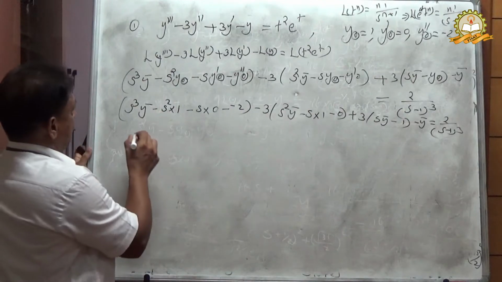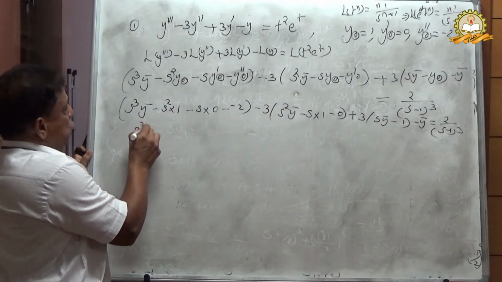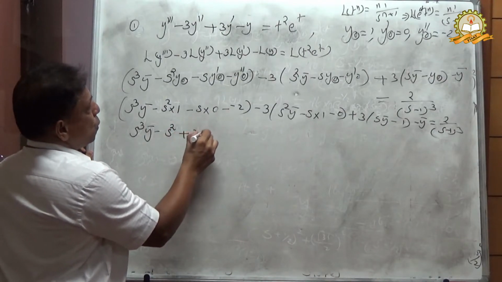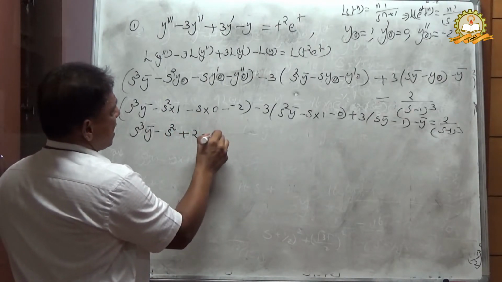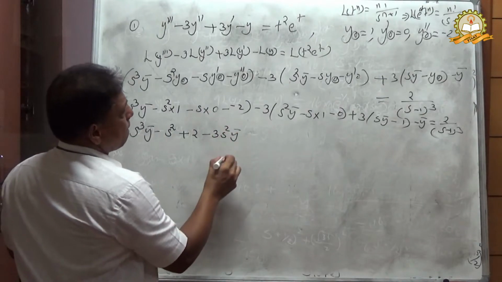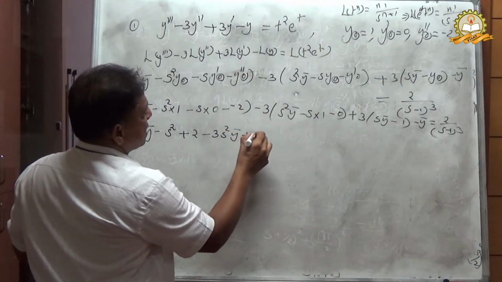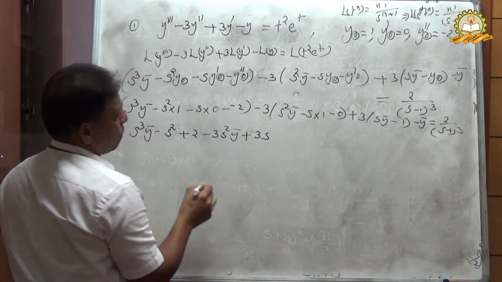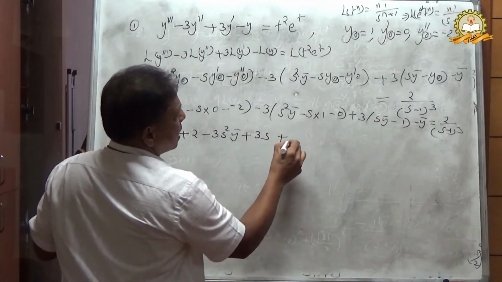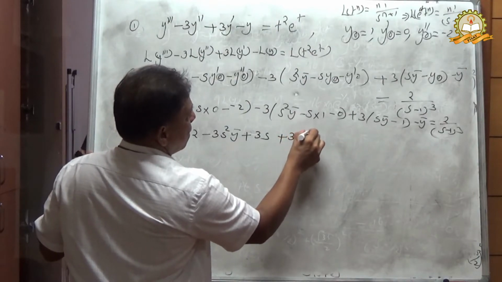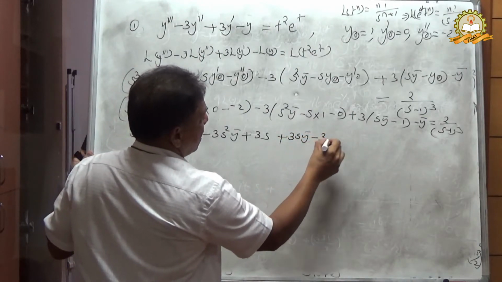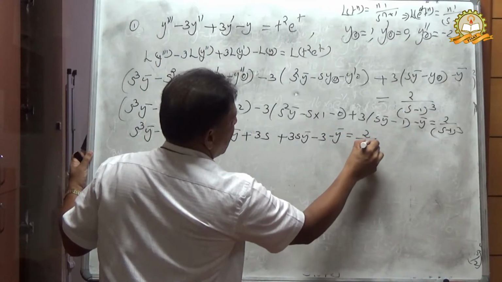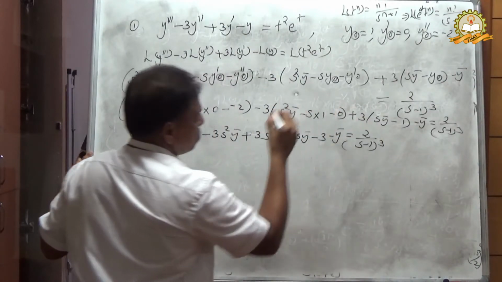Then releasing the bracket. When we are releasing the bracket, s cube y bar minus s square plus 2 minus 3 s square y bar plus 3s minus 3 into minus s. Therefore, plus 3s plus 3 into s y bar minus 3 minus y bar is equal to 2 by (s minus 1) the whole cube.